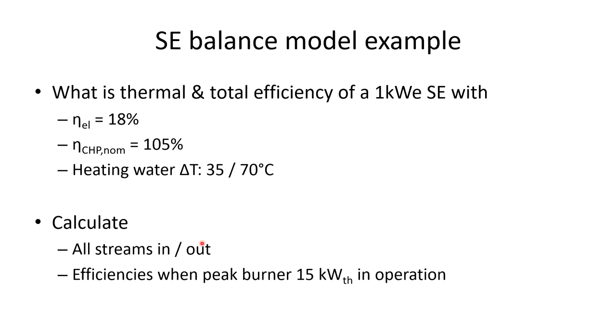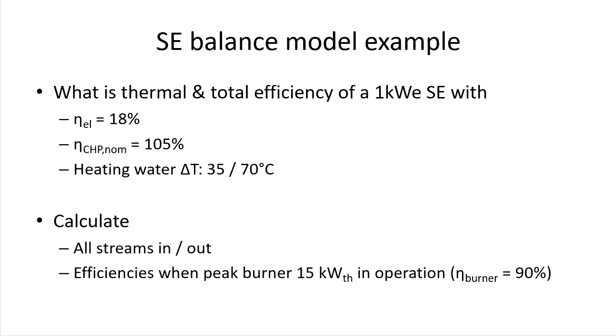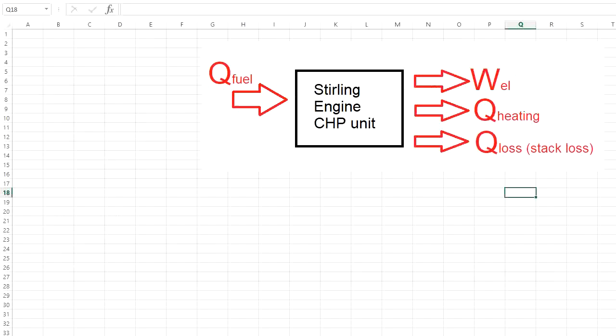And the second task is to calculate all major streams going in and out of the system. When this system is applied, meaning 1 kilowatt of electric output and about 6 kilowatts of thermal output, you want it to run as long as possible. So for some peaks in the heat demand, we would have a peak burner. So the second task is to calculate the efficiency of the whole system when this peak burner would be in operation, and we will assume that the efficiency of this peak burner, as it's made just to deliver power output quickly, would be a little bit lower, about 90%.